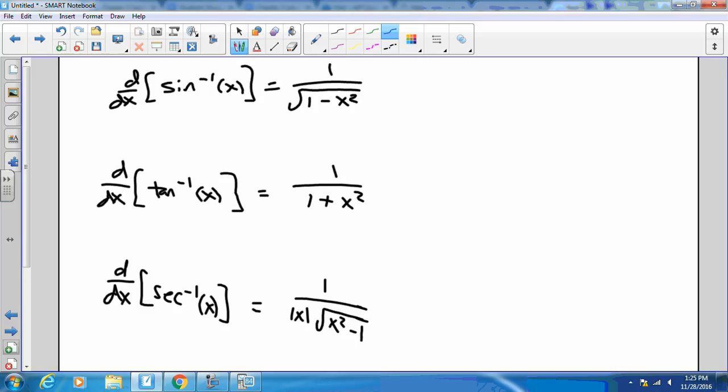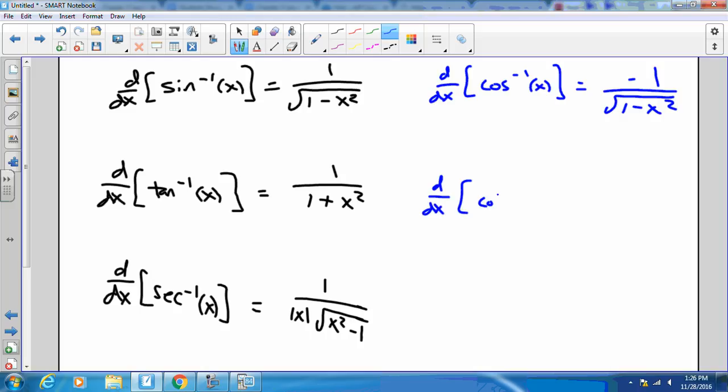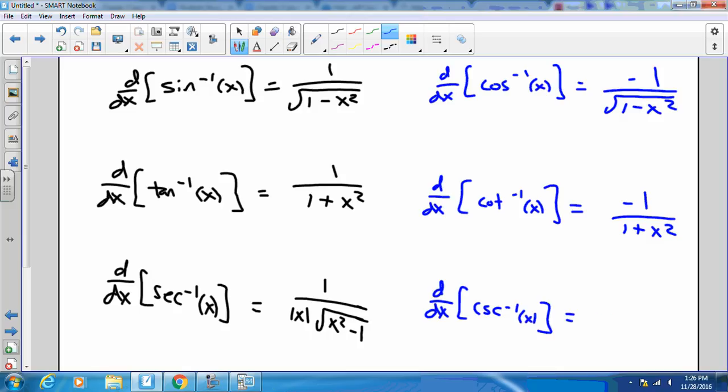If you have these three, the derivatives of the inverse cofunctions are easy because they are all the opposites. The derivative of inverse cosine is negative 1 over root 1 minus x squared. The derivative of inverse cotangent, negative 1 over 1 plus x squared. And the derivative of inverse cosecant, negative 1 over absolute value of x, root x squared minus 1. So really, you just have to know 3 of these and a simple fact, and you're good for all 6.